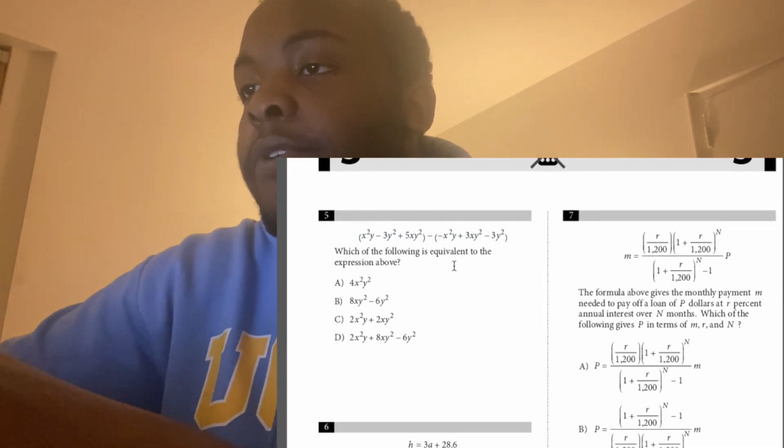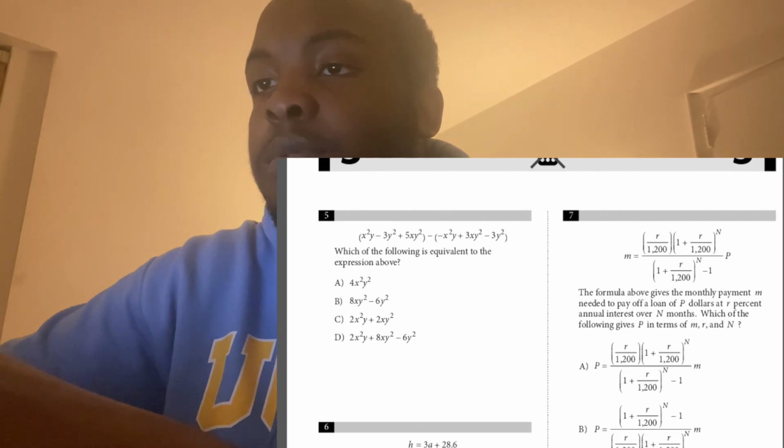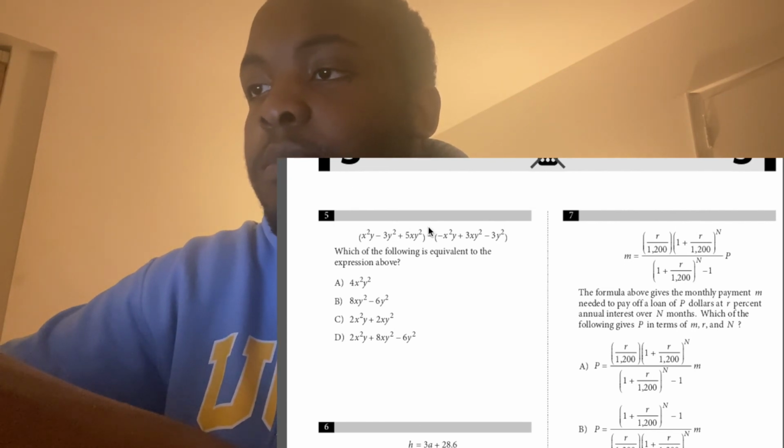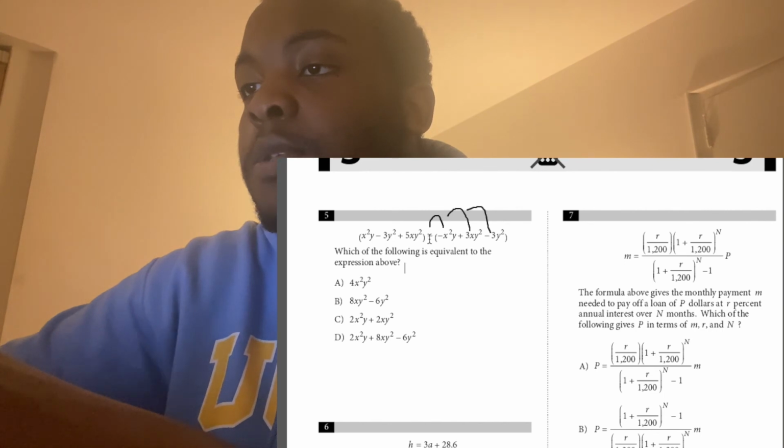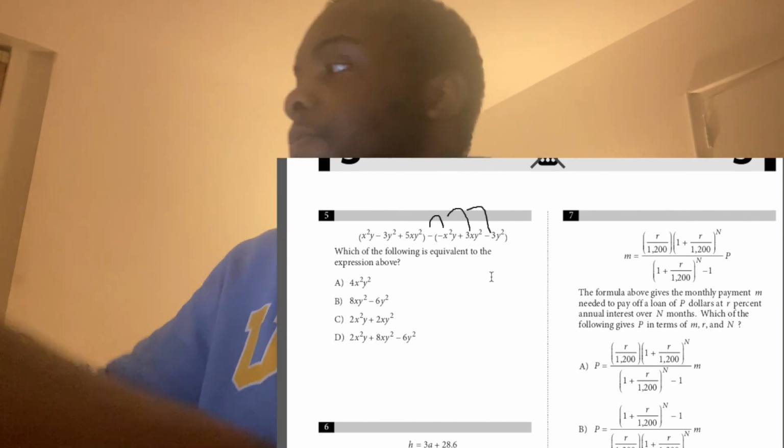All right. Okay, over here, you're going to have to distribute. When you distribute, you have to distribute this first because multiplication is first before we combine everything.